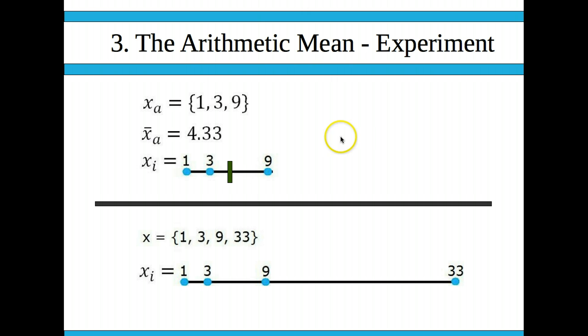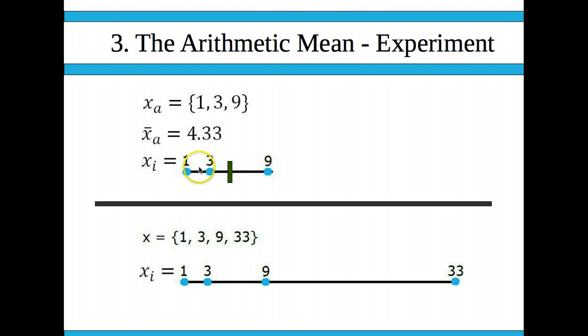So if we do that here, you have our experiment set up here. We have a small population with 3 observations, 1, 3, and 9. I don't know what this is, I just made it up, but let's say it's number of friends. So this person here has 1 friend, this person here has 3 friends, and this person here has 9 friends. So this person is 1 friend from 0 friends, this person is 3 friends from 0 friends, and this person is 9 friends from 0 friends. And if we calculate the arithmetic mean, it would end up at 4.33. I've done this from before.